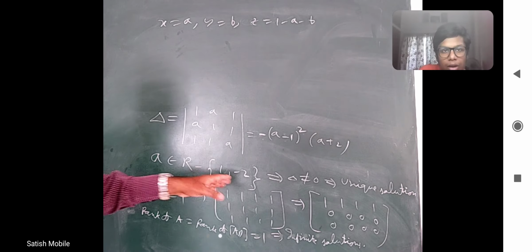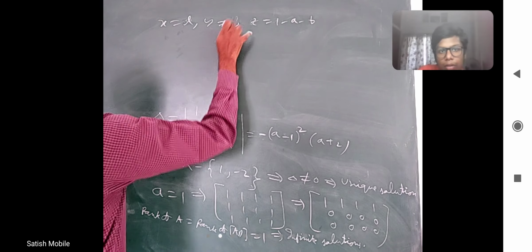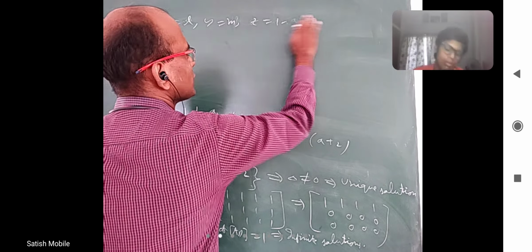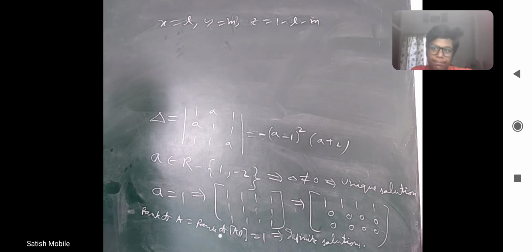Not this a. Sorry, this is not that a. Okay, I'll take x equal to L, y equal to m, z equal to 1 minus L minus M. Is that okay? L and M can be anything.